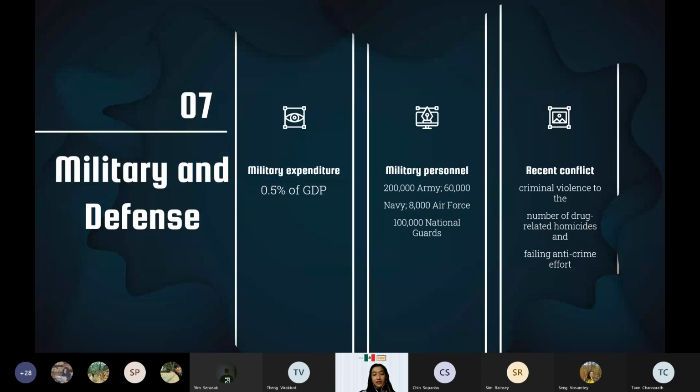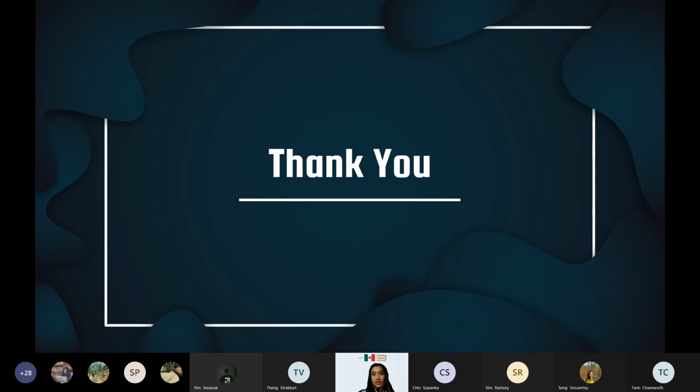For our military and defense, the military expenditure is 0.5% of total GDP. We have over 200,000 military personnel: Army, Navy, Air Force, and 100,000 National Guards. The recent conflict we've been through is mostly criminal violence related to drugs and homicides, and recently the failing of anti-crime efforts. This crime, to be specific, happens in our borders. So that's it for our presentation.